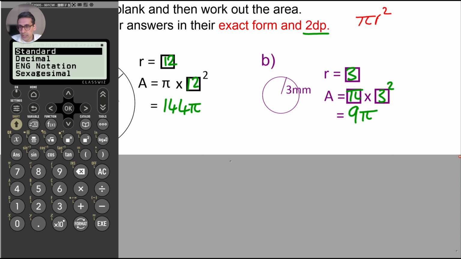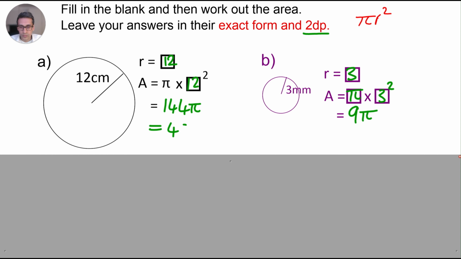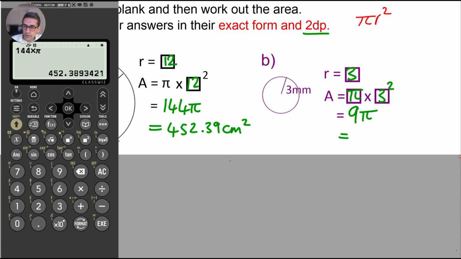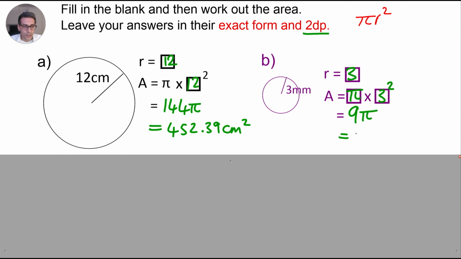Change it by pressing format and then decimal. Now it says to 2 decimal places, so this is equal to 452.39 centimeters squared. And then for the next one, we've got 9 pi, so we're going to put 9 times pi in our calculator. So this will be 9 times shift 7 equals format decimal. So 28.274 to 2 decimal places is 28.27 centimeters. No, this is millimeters. This is going to be millimeters squared.